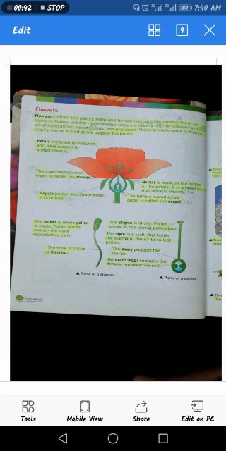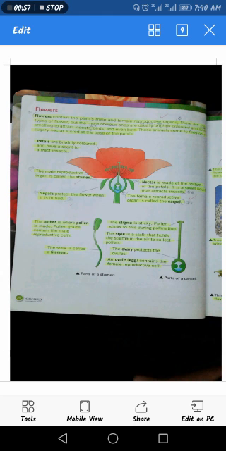Insects help in the process of pollination, that is, the transfer of pollen grains from the anther part of the male organ, which is the stamen, to the stigma part of the female organ, which is the pistil or the carpel. Such transfer of pollen grains is known as pollination.